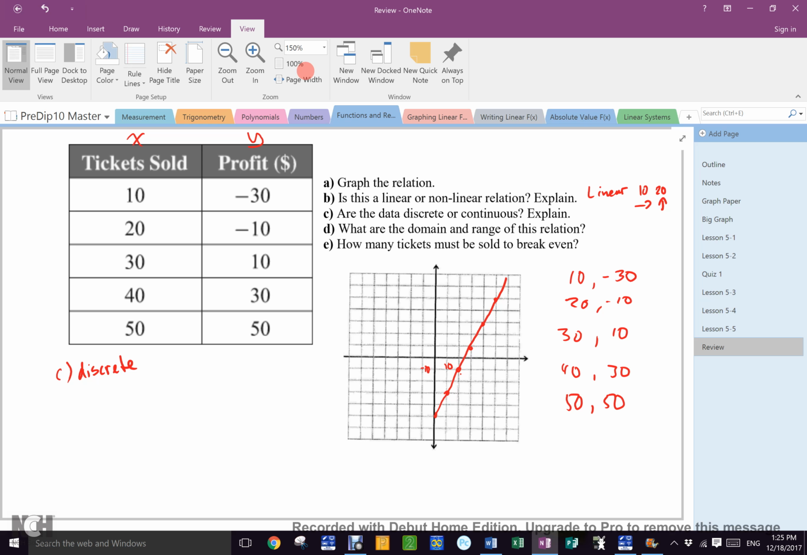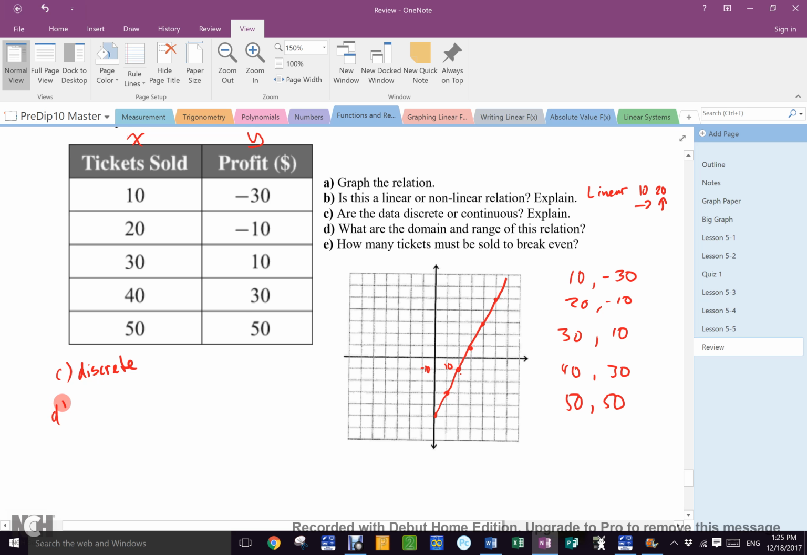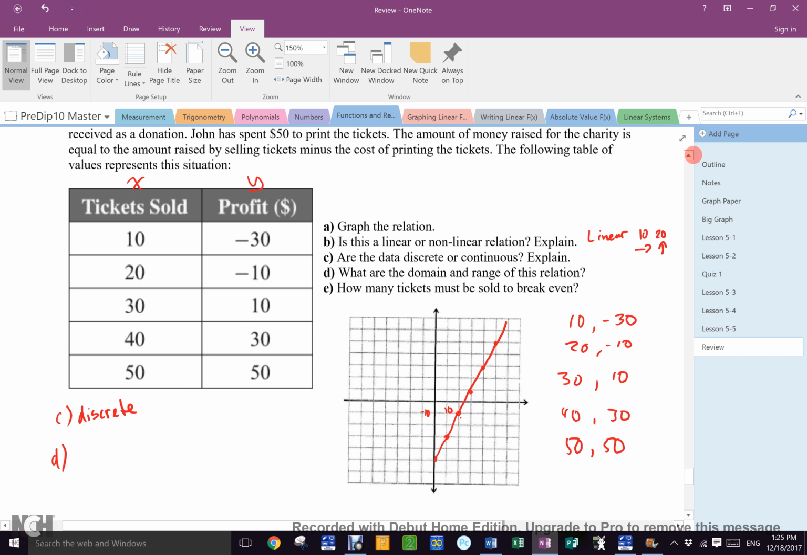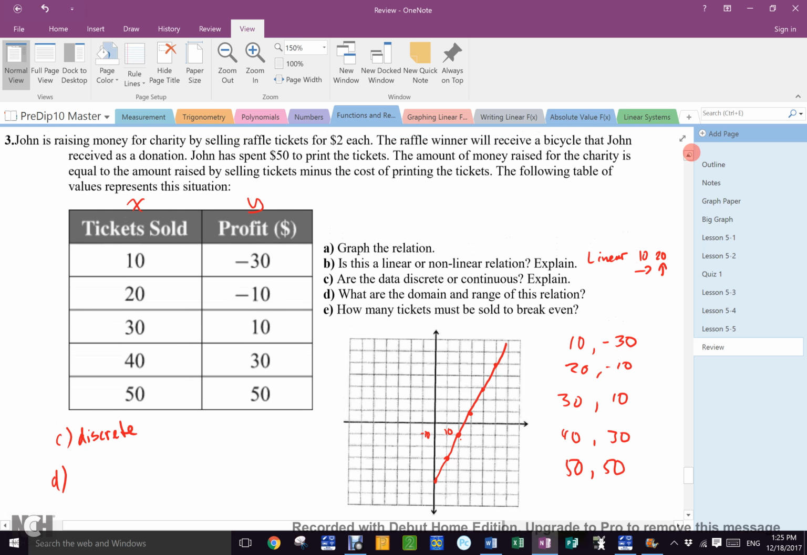Now, tricky, what is the domain and range of this relation? Lauren. Square bracket, never mind, I lied. Curly bracket. 10, 20, 30, 40, 50. Wait. Is that the domain or the range? I lied, I'm screwed up. Okay. It's a lot of work and I don't feel like it. All right.